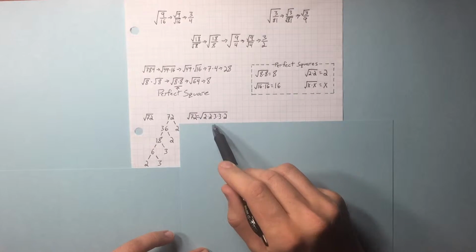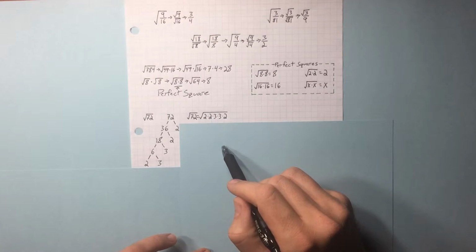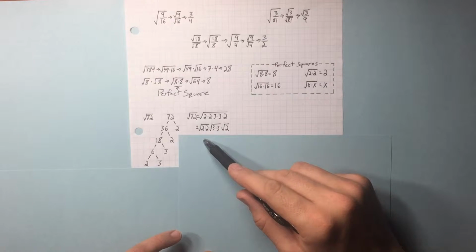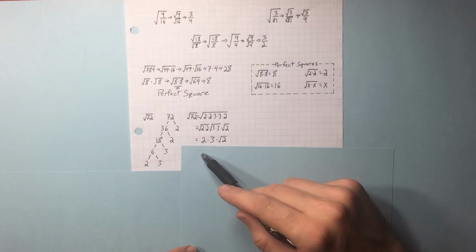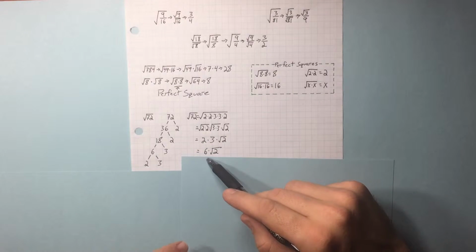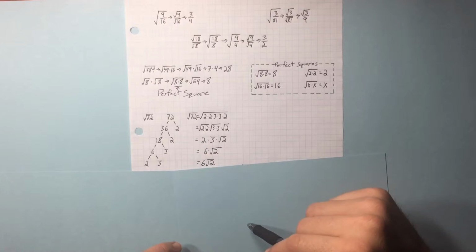We have a perfect square right here and a perfect square right there. The square root of 2 times 2 will equal 2. This will equal 3. And we'll just leave this guy on his own over there. We do our multiplication of the 2 and 3. 6 times rad 2. So our answer is 6 rad 2.